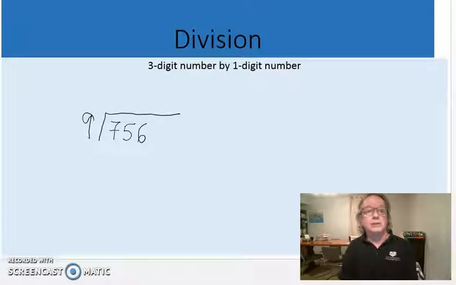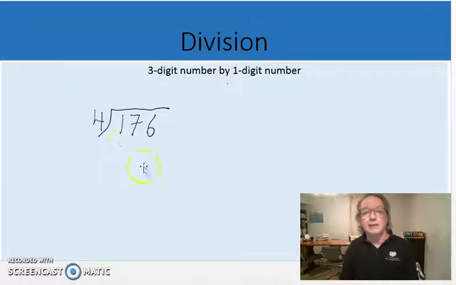So the first question I want to look at is 176 divided by 4. And the first thing you want to ask yourself is how many times does 4 go into the number 1? You look at your first number and it's a 1. Well, 4 won't go into 1 because 1 is too small. It has to be either the same number as your divisor or larger.